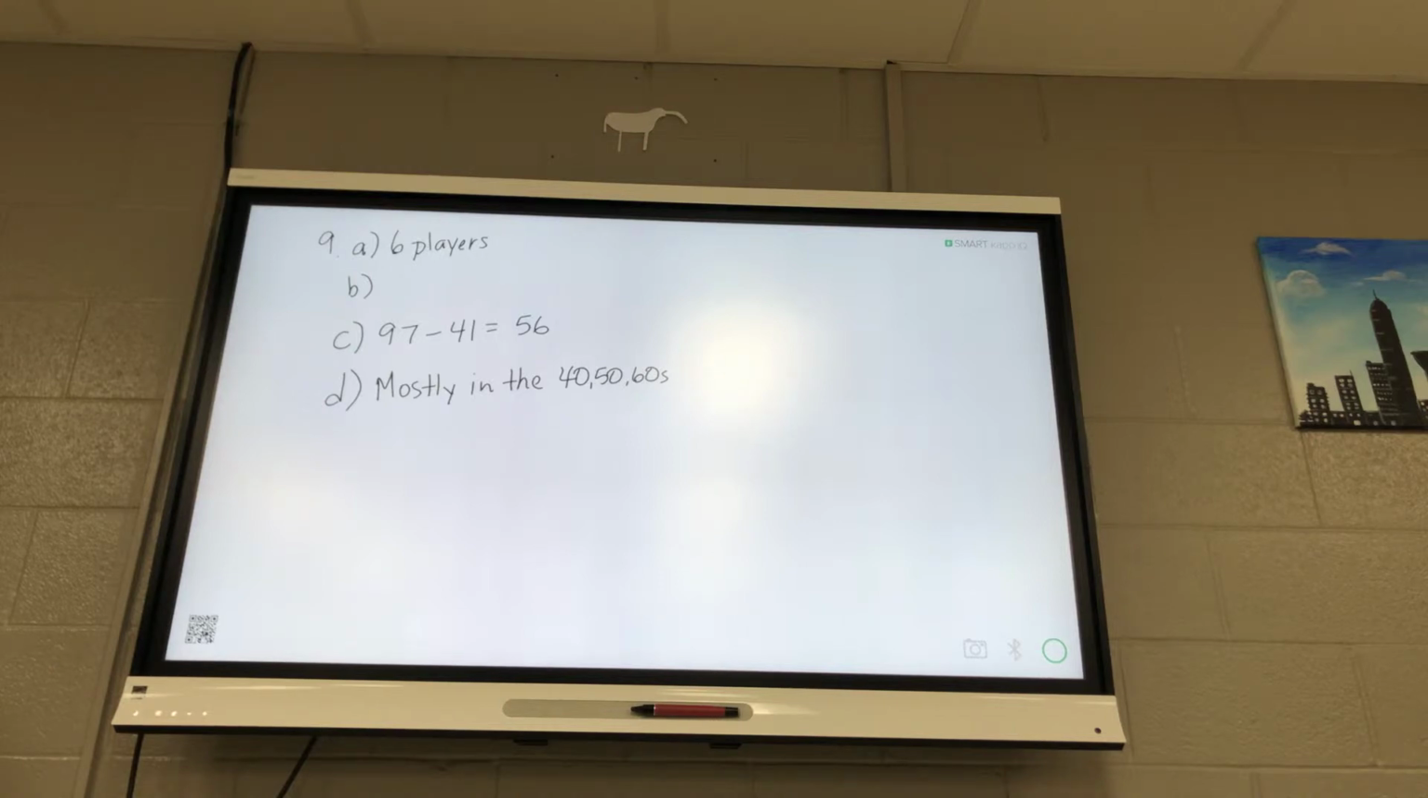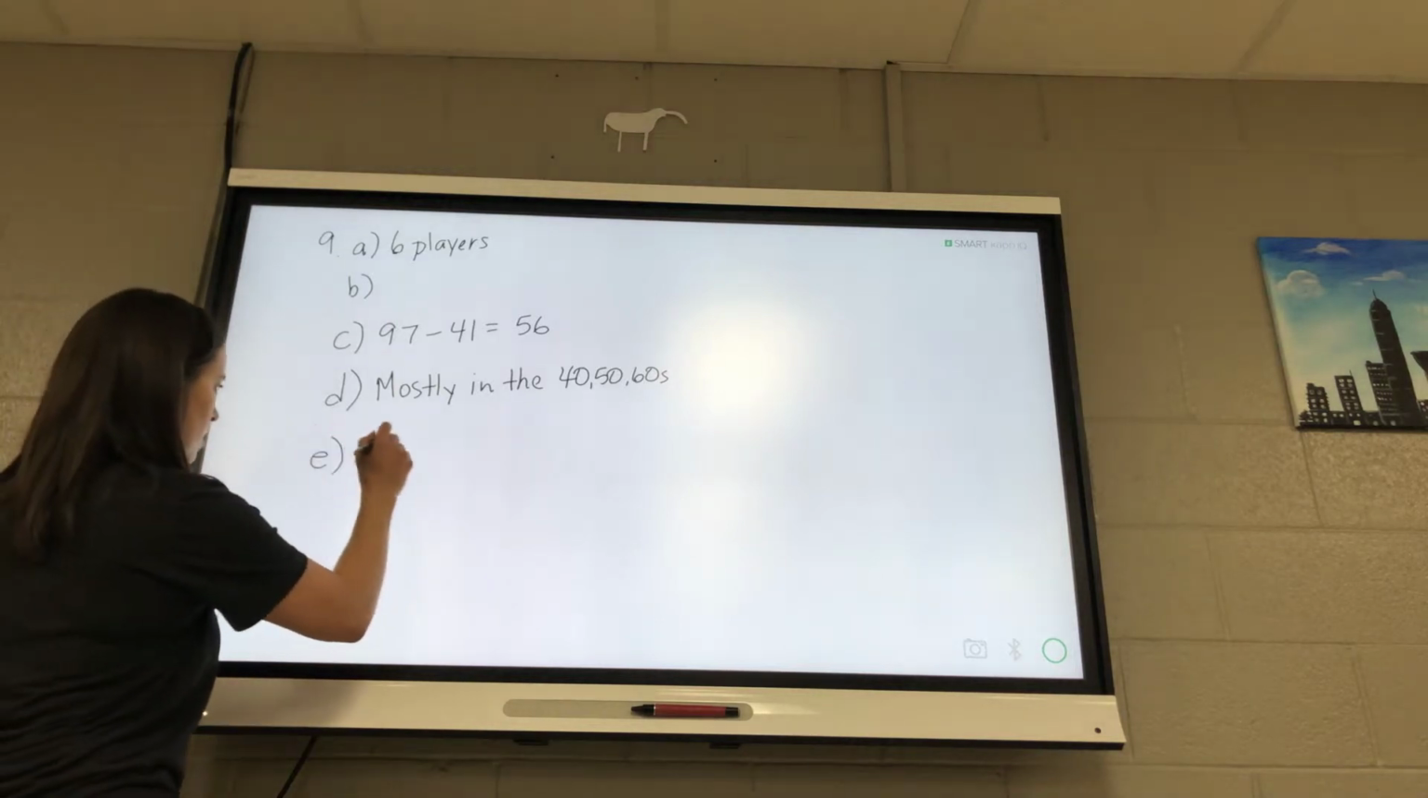Which data value is the outlier? 97. How does it affect our mean? It drastically increases it. So it would be 97.